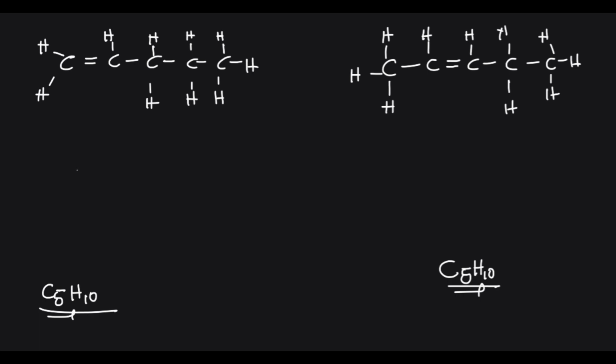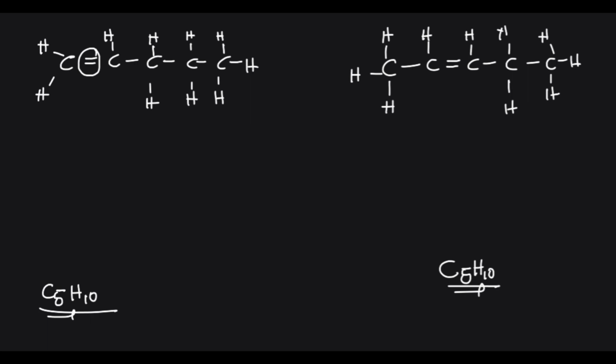Now, if the carbon atoms are arranged the same, then what makes these two isomers? We can look at the location of the double bond. The double bond for structure A is located on carbon number 1, but for structure B it is located on carbon number 2.